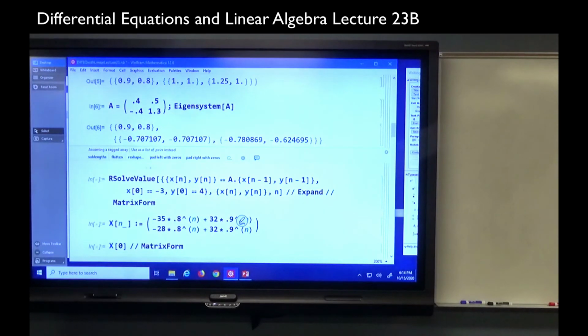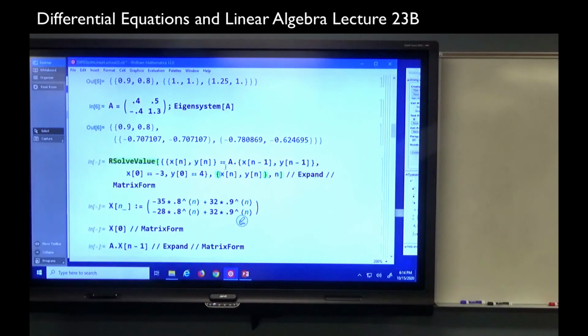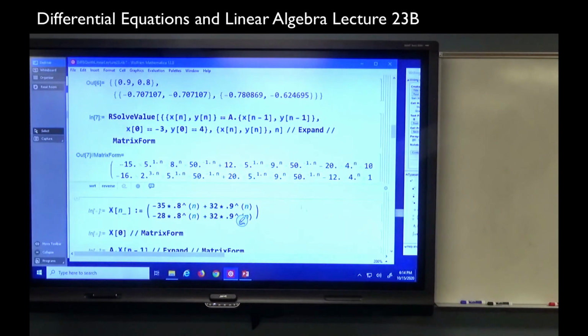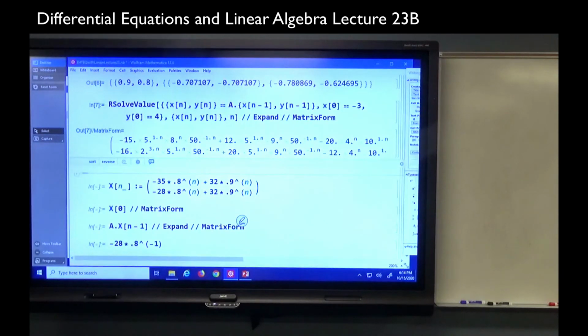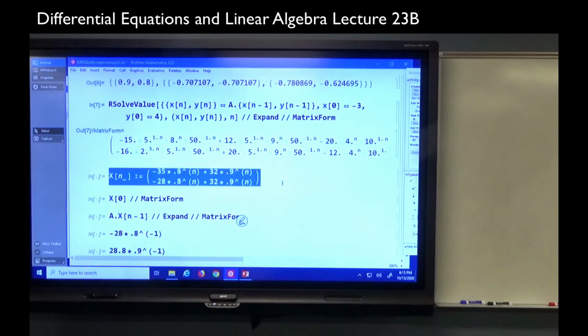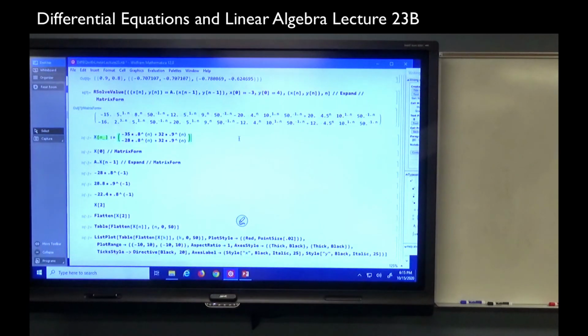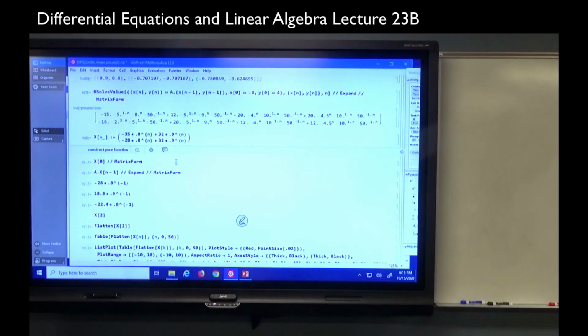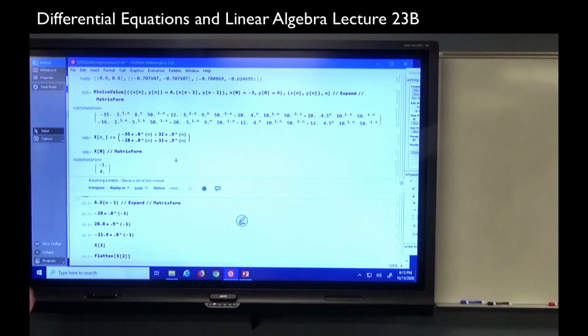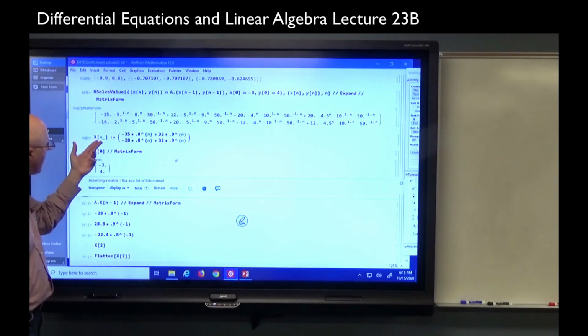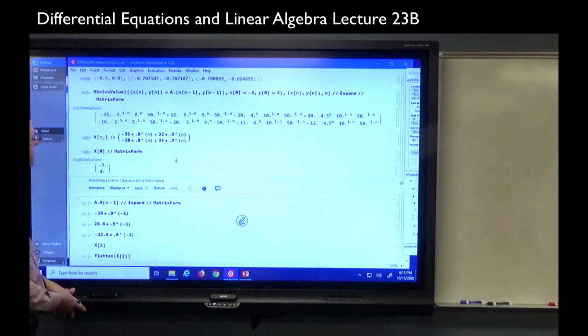I tried using RSolveValue to solve the system. This was for the sink example. It gives you the answer in a pretty weird way. Makes you think, boy, did I do something wrong? Yikes. So what I did instead was I decided to also just define the solution myself based on what I derived in the PowerPoint, and really just see if it's a solution. Does it satisfy the initial condition? Is x of 0 negative 3, 4? Yes, it is. By the way, I put the n inside the square brackets. I could have just done it as a subscript if I wanted to.